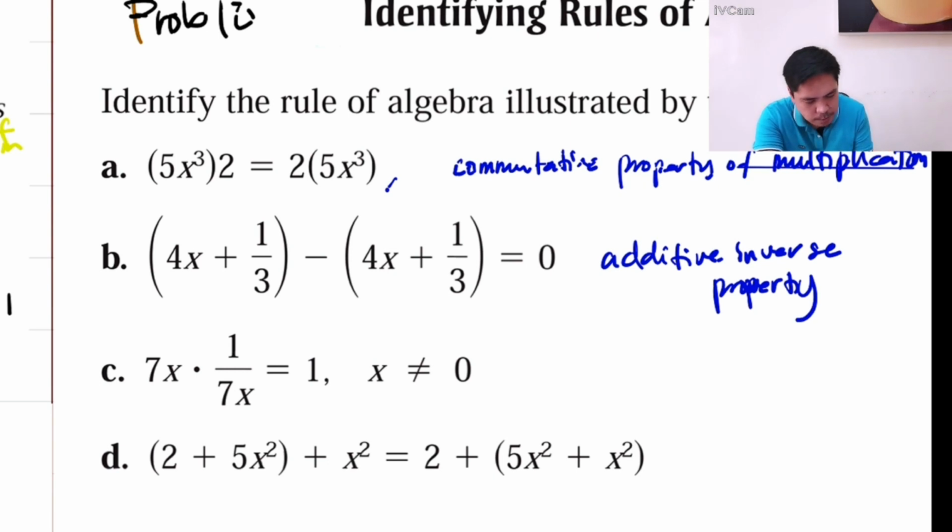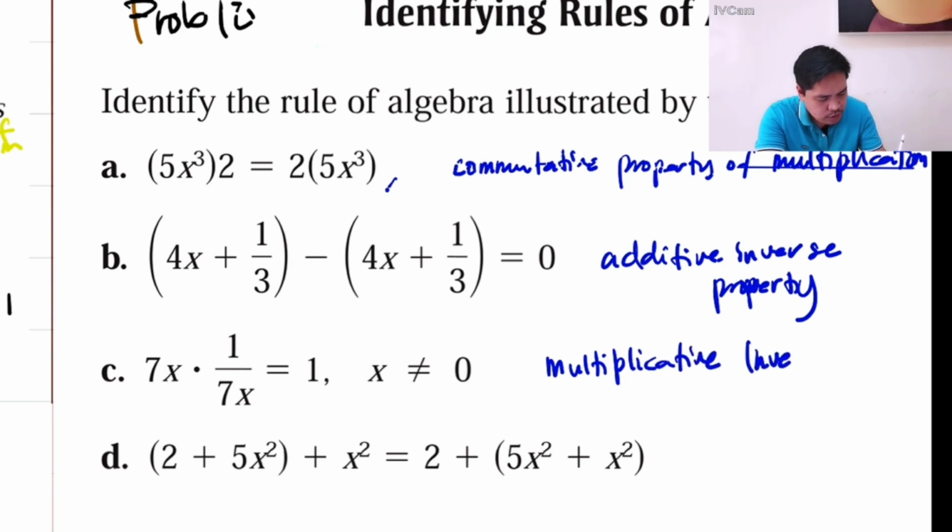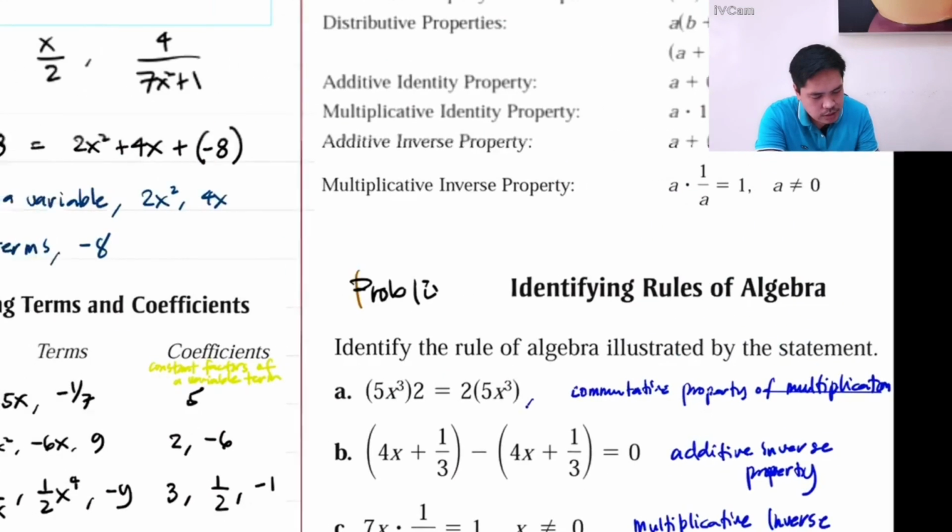So how about this? Next, 7x times 1 over 7x, that's reciprocal. Diba? The result is this. So that's multiplicative inverse property. That's it.